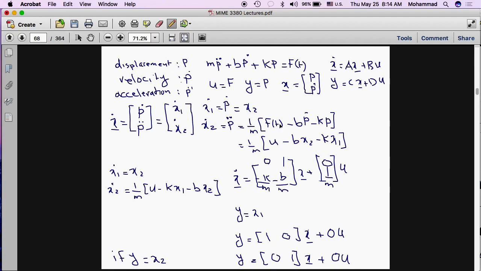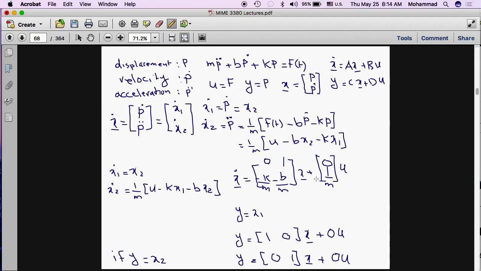Now the second row of matrix A and second row of matrix B came from rewriting the differential equation. So 1 over m got multiplied by u, minus b over m got multiplied by x2, therefore it's here because it's x1, x2 here, and minus k over m got multiplied by x1. So we got now the second row.